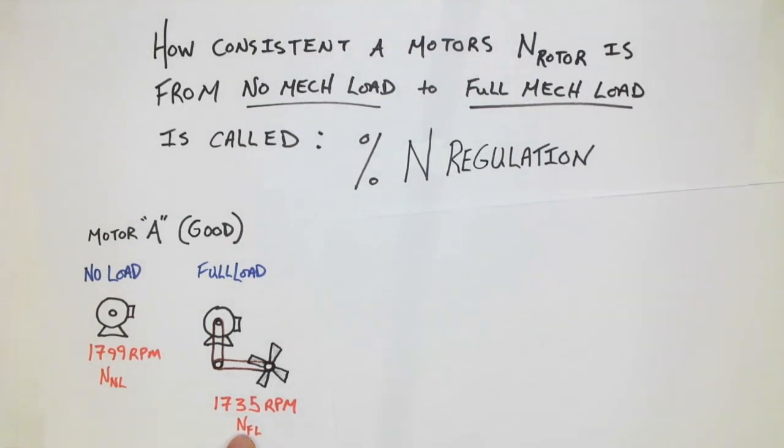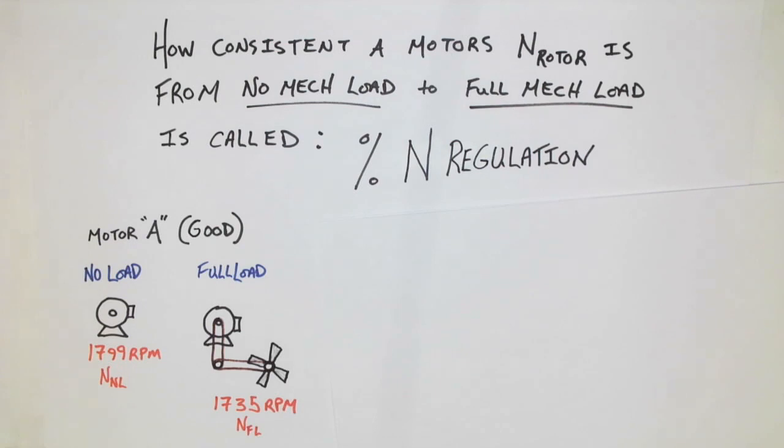So here's an example of motor A. Motor A at no mechanical load is 1799 RPM. Under full load, which is the mechanical load that the motor is rated for, its nameplate equivalent load, you can see the speed drops. The speed at full load is 1735. This would be seen as a good motor, and the reason I say that is because the difference between these two speeds is actually quite minimal, as in it's able to regulate the speed fairly well from no load to full load.